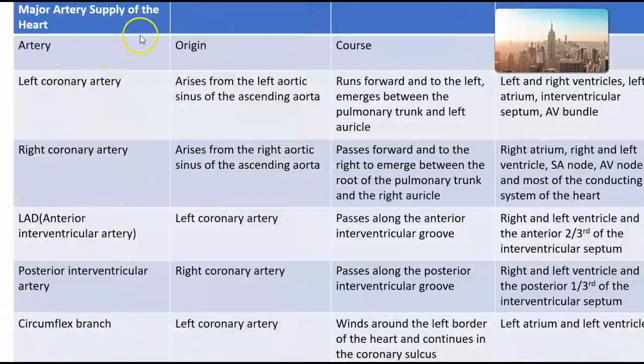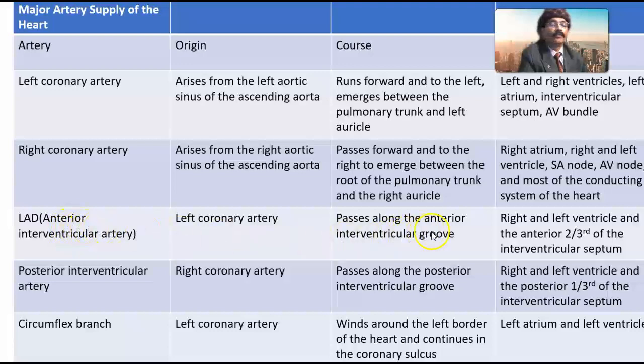Okay, so the major arterial supply of the heart. The left coronary artery, we know its origin, and its area of distribution is the left and right ventricle, left atrium, interventricular septum, and AV bundle. The right coronary artery again arises from the right aortic sinus of the ascending aorta, and its area of distribution is the right atrium, right and left ventricle, SA node, AV node, and most of the conducting system of the heart.